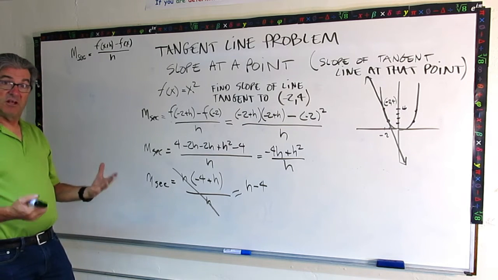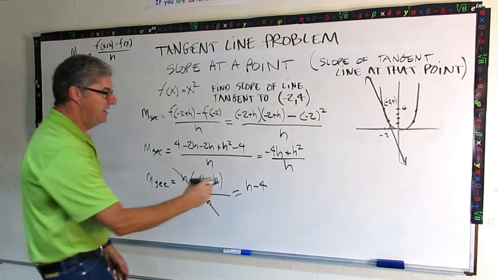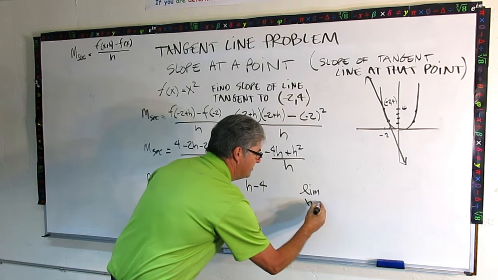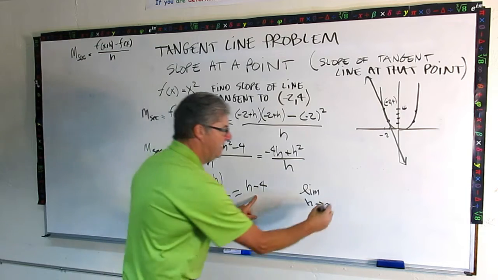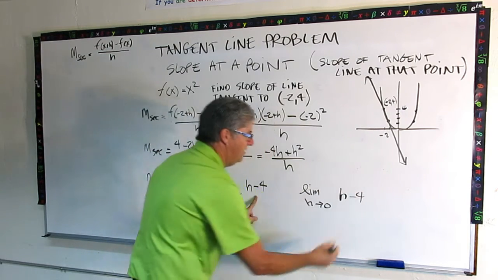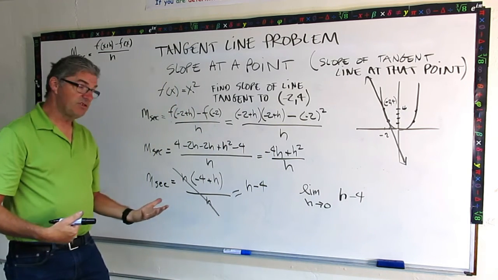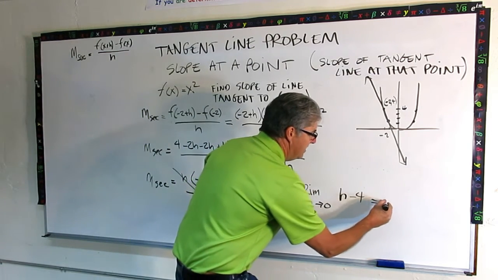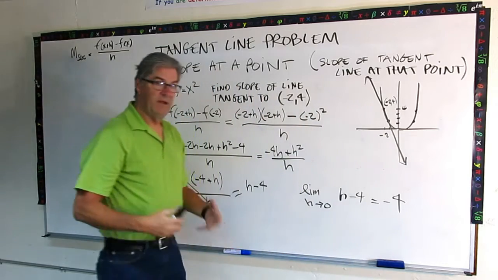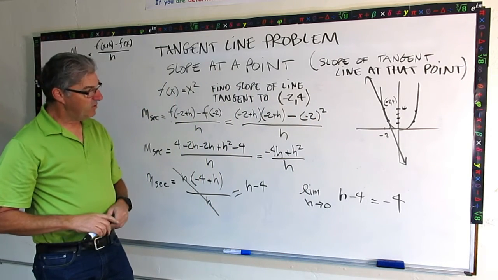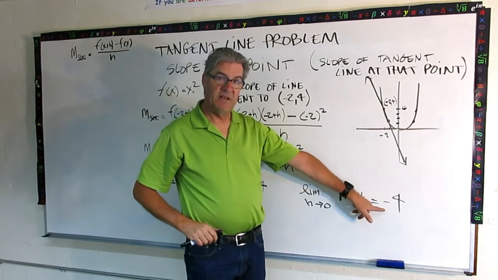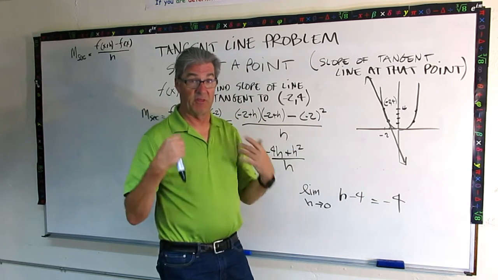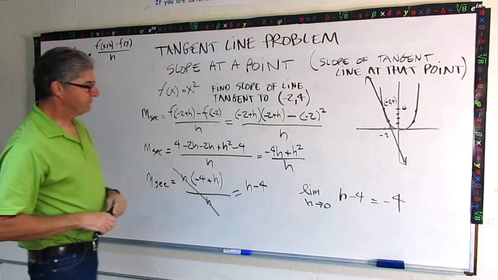So let's finish. The slope of the secant line is the limit as h approaches 0 of this, h minus 4. Now I can use direct substitution to evaluate this limit. If h is 0, then my limit is just going to be negative 4. And there we go. And guess what? It's got a negative slope. Remember in the beginning we talked about it had to have a negative slope. So we're there. We got our negative slope.